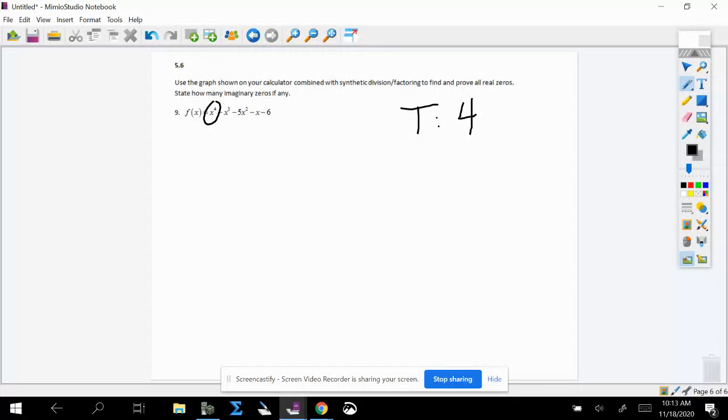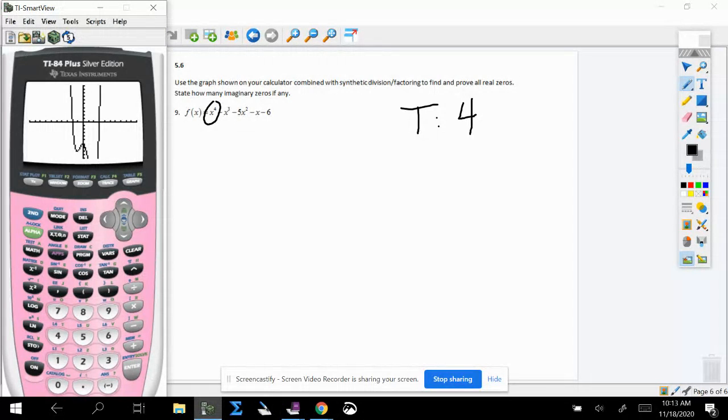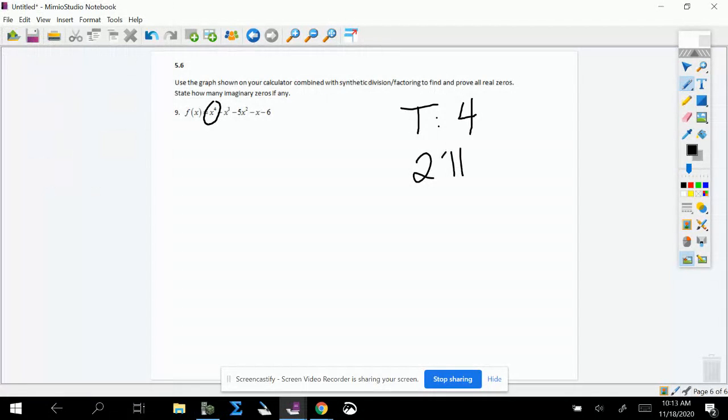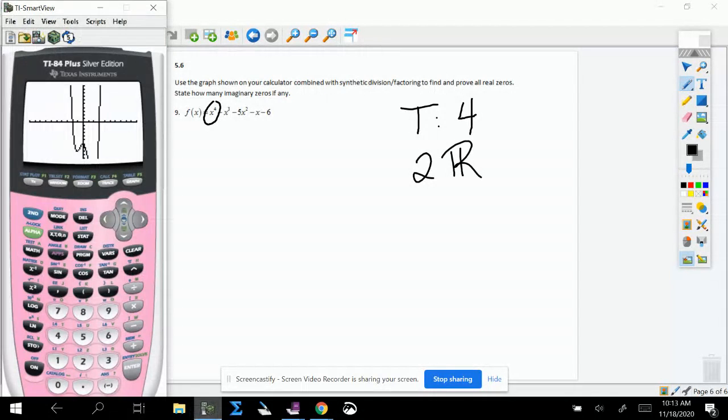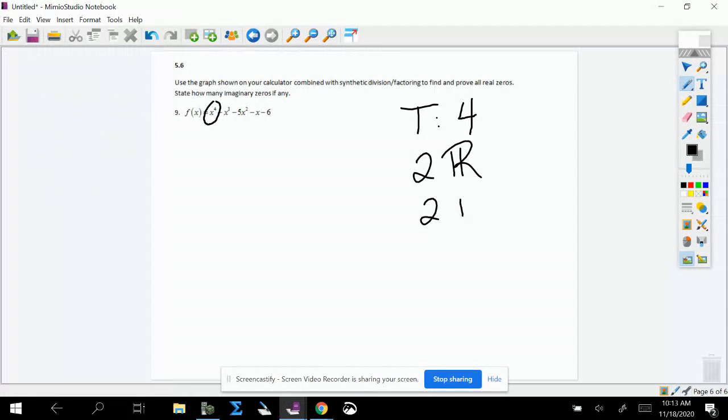Your real zeros are going to be visually what you can see on the picture. So in this case, it only crosses through the x-axis twice. So we would say it has 2 reals. Since it has to have 4 total and 2 are real, that means 2 of them have to be imaginary. This answer will always be even. You can have 2 imaginary, you can have 4 imaginary, you can have 0 imaginary. You can't have 1 or 3. You can't have an odd number because they always have a partner.